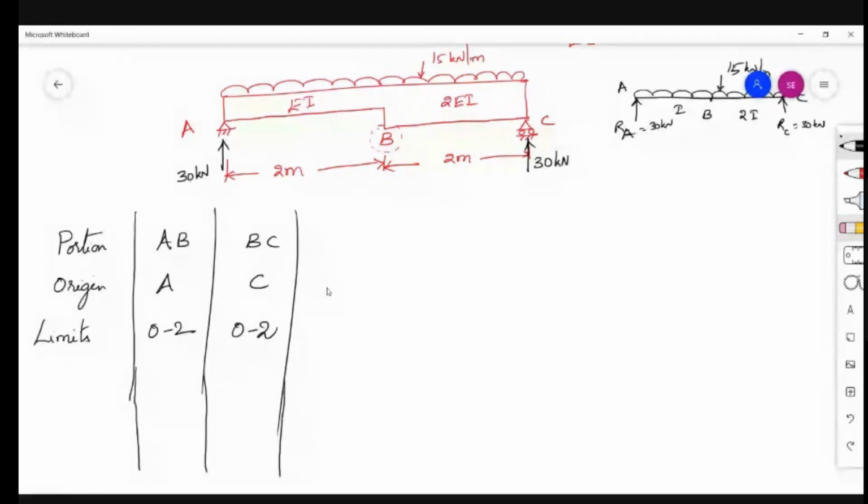Now, what we have to write down? Mx is the moment due to the external load system at any section. Then small m is the moment due to the applied unit load after removing the entire loading system. Then the last one is EI, flexural rigidity. For portion AB, it is EI only. For portion BC, this is 2EI.